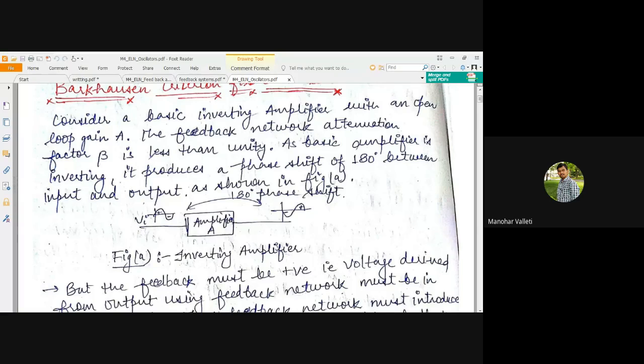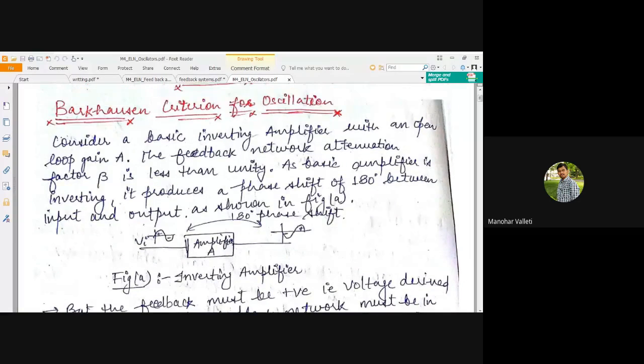So based on the previous background, we will try to understand what is this Barkhausen criteria. Whatever we discussed, we'll try to summarize it as some points. Those were proposed by the scientist Barkhausen. That's why the name given to this is Barkhausen criteria. There are mainly 2 points.